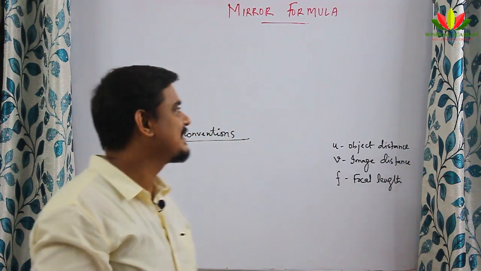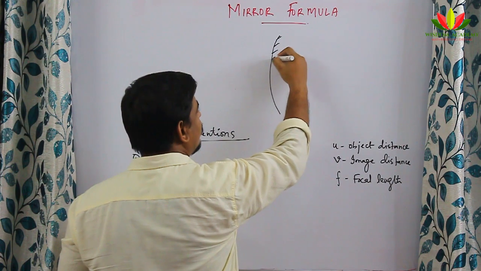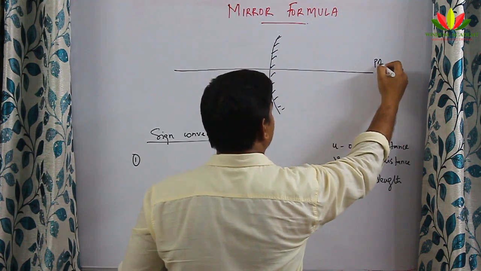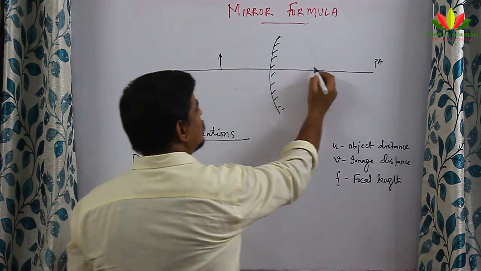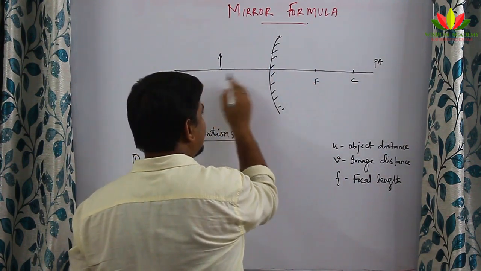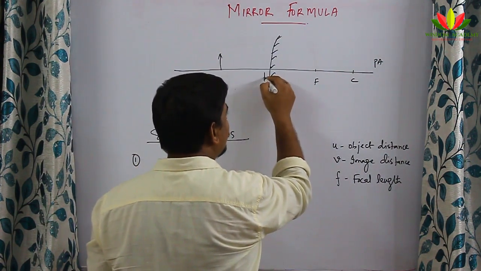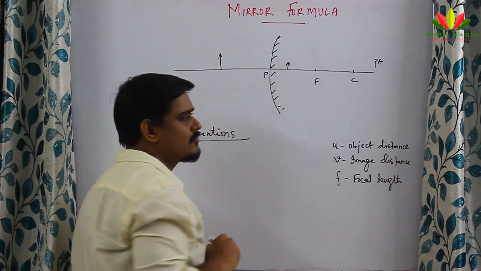Let us see what happens in the case of a convex mirror. So see, this is a convex mirror. Now what am I doing? This is the principal axis. I am keeping the object somewhere here. Now this is the focus, this is the center of curvature. I know that if the object is kept anywhere in front of the convex mirror, the image will always be formed between P and F, and it will be diminished, virtual and erect.